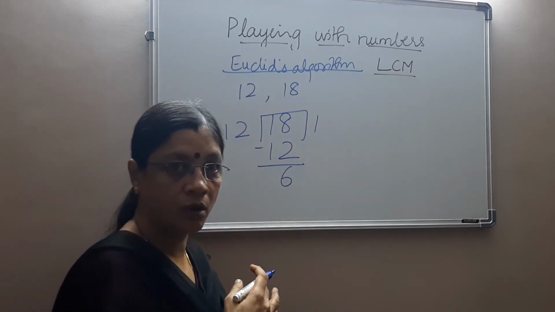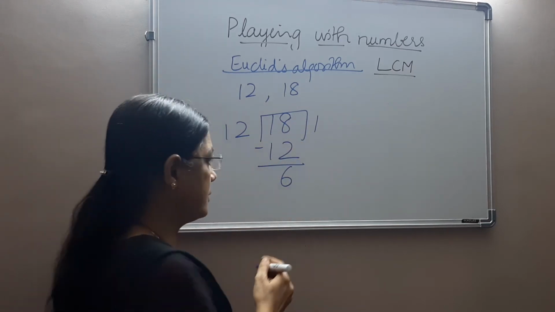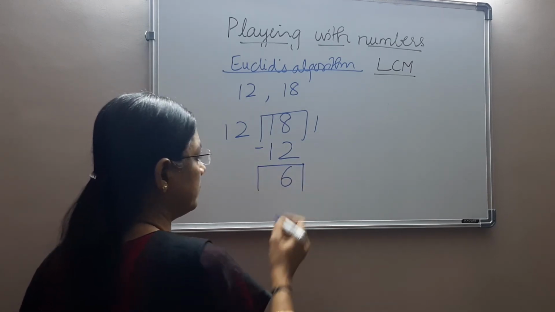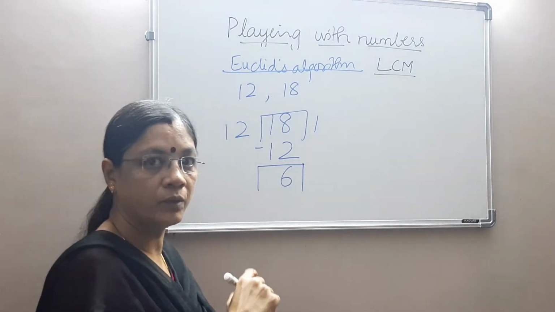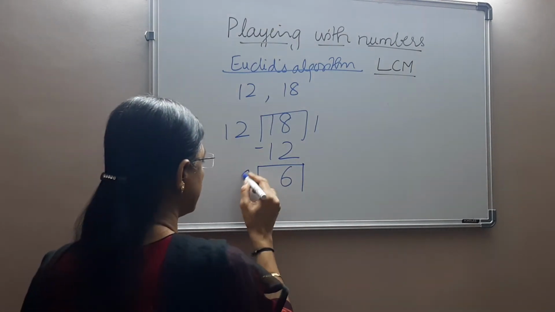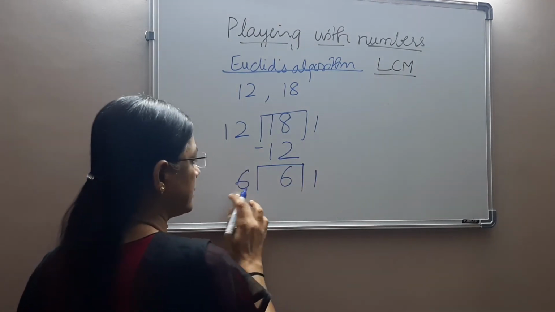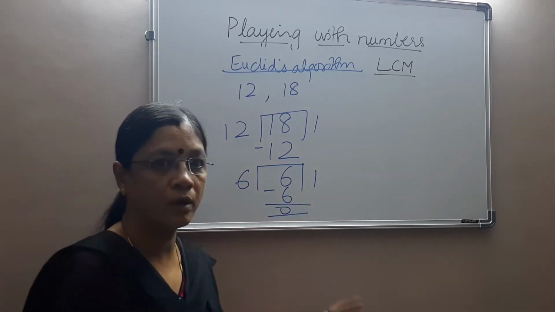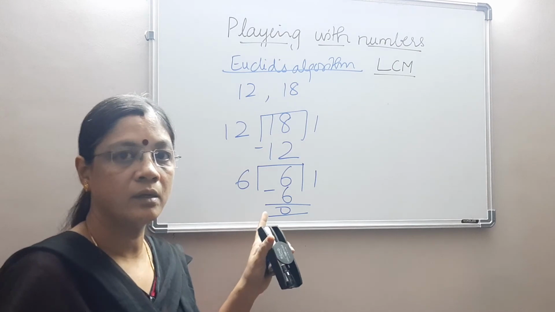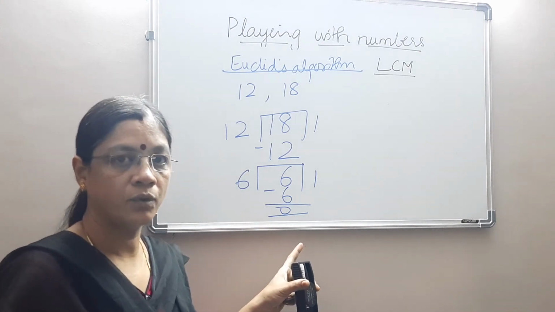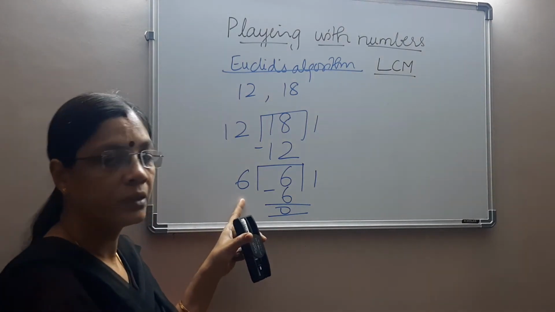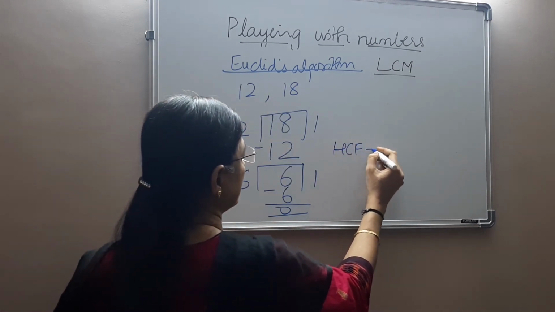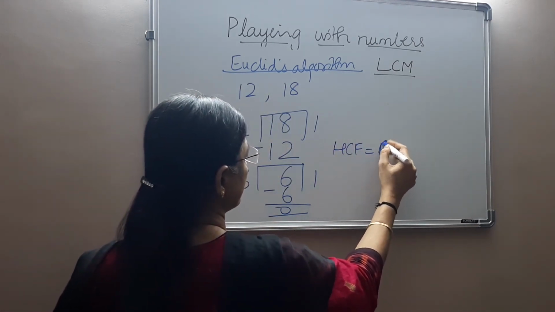Now the remainder is not 0 for me, isn't it? So I take 6 here. So I take another number which divides 6. So what divides 6? 6 ones are 6. I take 6. So 6 ones are 6, the remainder becomes 0. So which divisor gives me a remainder 0 here? That is 6. So 6 is the HCF of 12 and 18.